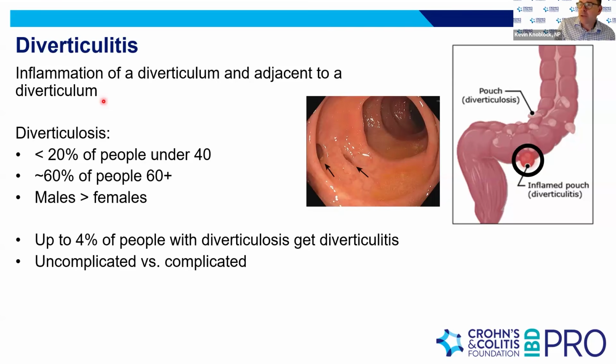Again, this is a diagnosis we see a little bit later in life. It doesn't really fit with the 15 to 30-year-old IBD population. Only 20% of people under the age of 40, and then 60% of people over 60 is what we're really seeing. And males are now finally outnumbering the females in terms of diverticulitis. And only 4% of people, data show, get diverticulitis from their diverticulosis. And there's uncomplicated and complicated cases.